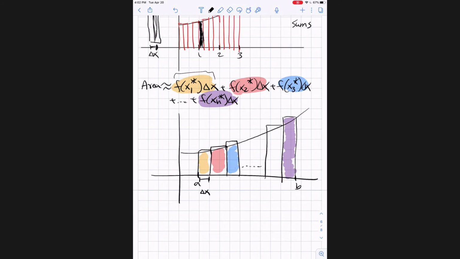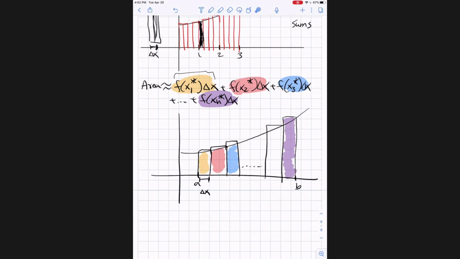So this is an approximation of the area underneath the curve. And the way we're approximating the area underneath the curve is we're drawing a bunch of rectangles, and we're going to add up the areas of every single one of these rectangles. When you add up all the areas of those rectangles, you get an approximation of the area underneath the curve. It's not exact because there's going to be some error here, as you can see.